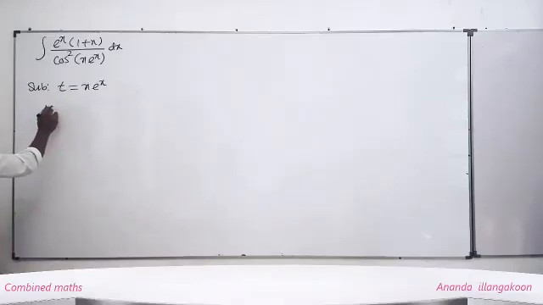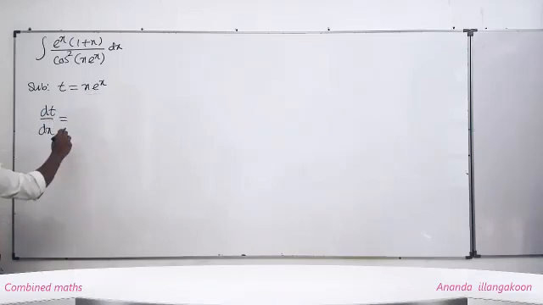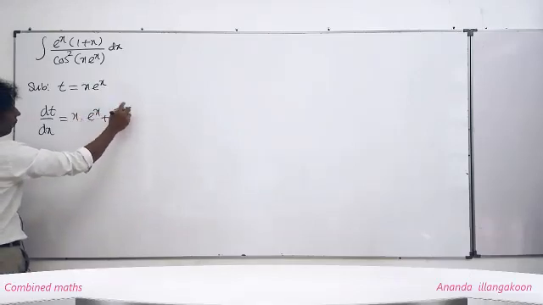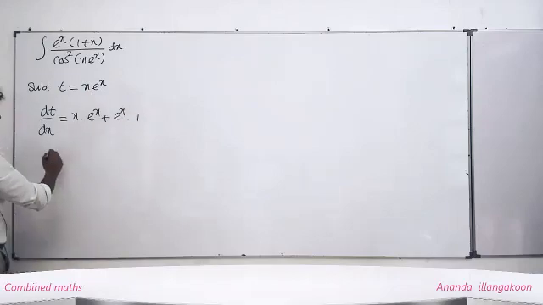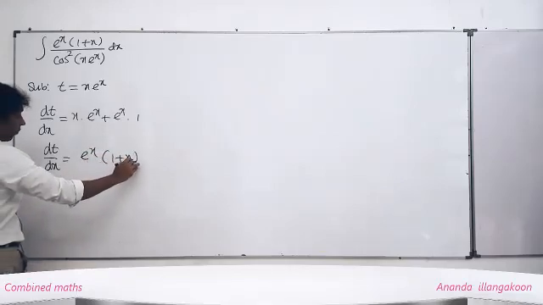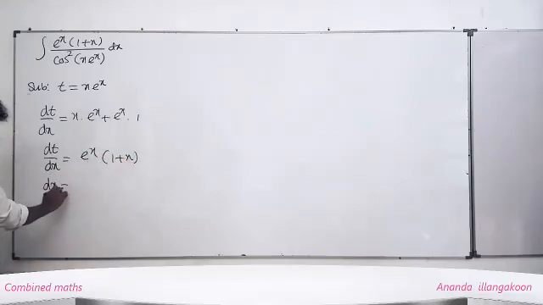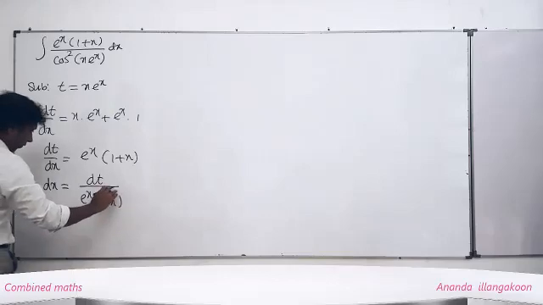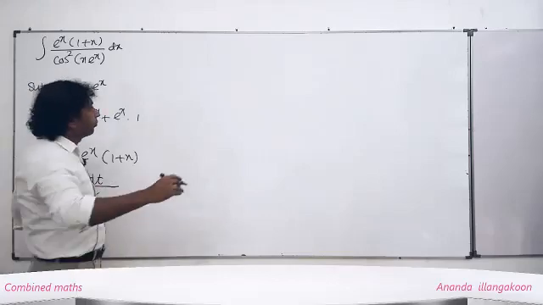Differentiate this: dt over dx. We differentiate this as a product u into v. Keep x as the same, the derivative of e^x is e^x. Keep e^x as the same, the derivative of x is 1. Then we get dt upon dx, take e^x out, 1 plus x. Then dx is going to be dt upon e^x times (1 plus x). Put that here.